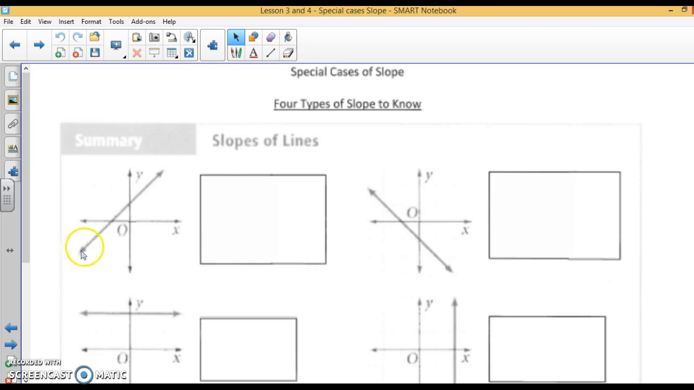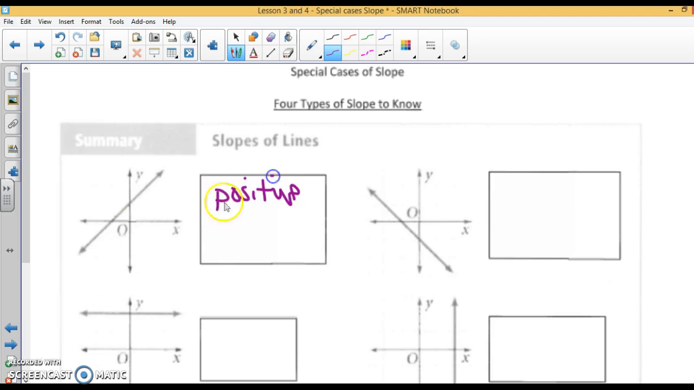All right. Here we have a line that is rising to the right. So as you read, it's going left to right. And if it is going up, it has a positive slope. And again, we talked about this last week. If you have a line that is going down from left to right, you have a negative slope.